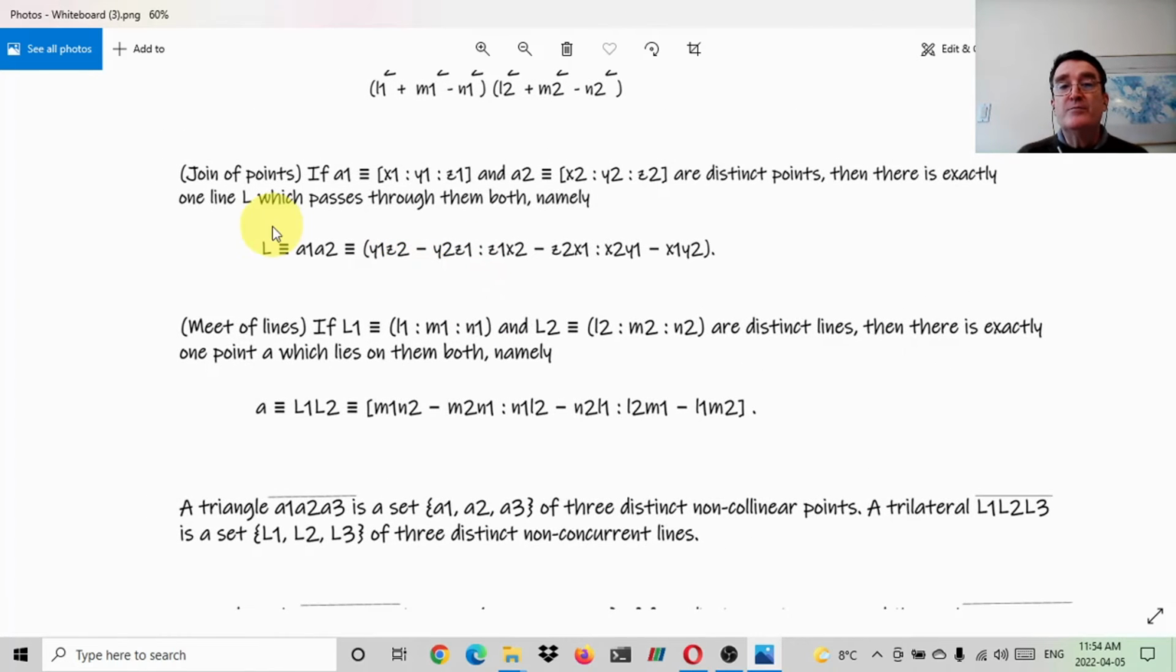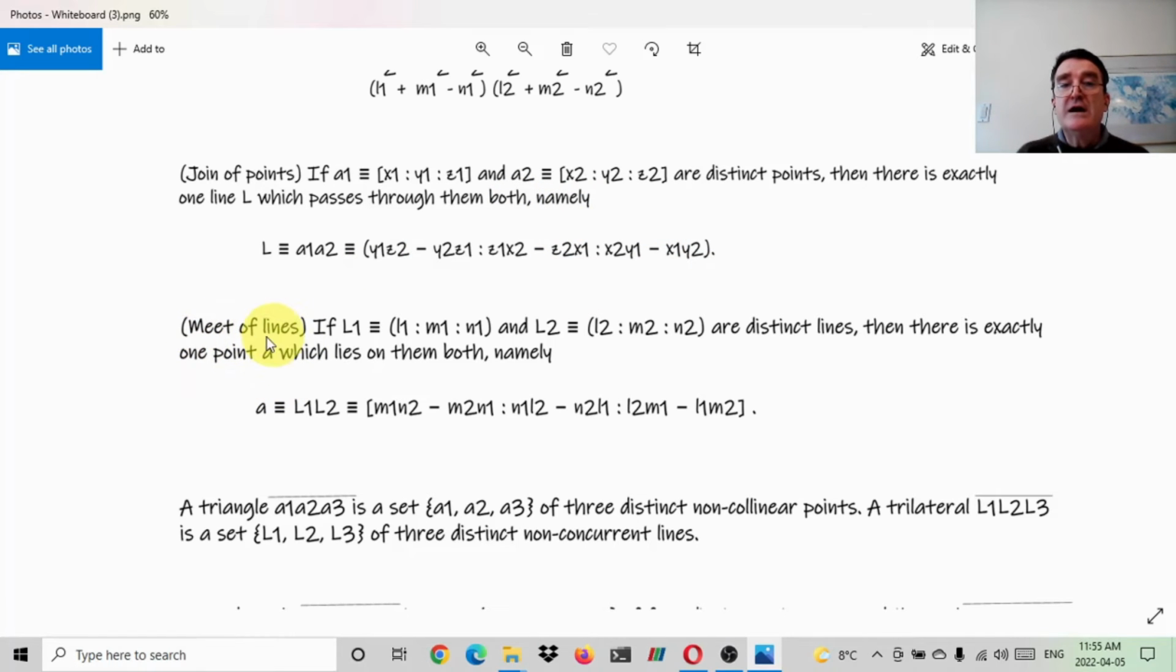Furthermore, we have some more definitions, the join of points. If A1 = [x1, y1, z1] and A2 = [x2, y2, z2] are distinct points, then there is exactly one line which passes through them both, namely the line L = A1A2, defined as [y1 z2 − y2 z1, z1 x2 − z2 x1, x1 y2 − x2 y1].